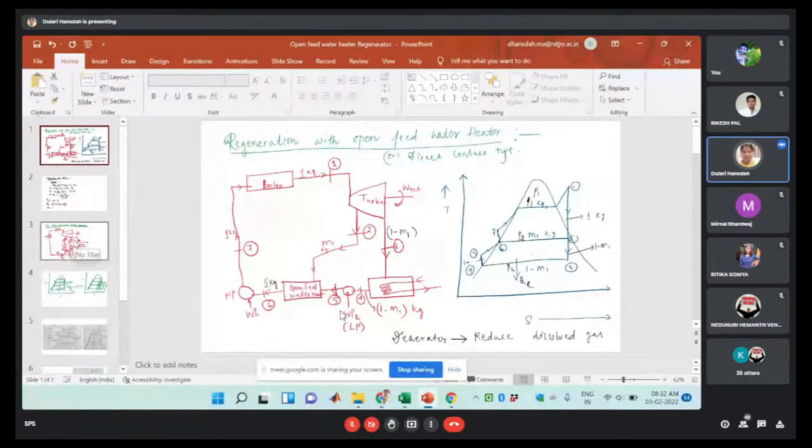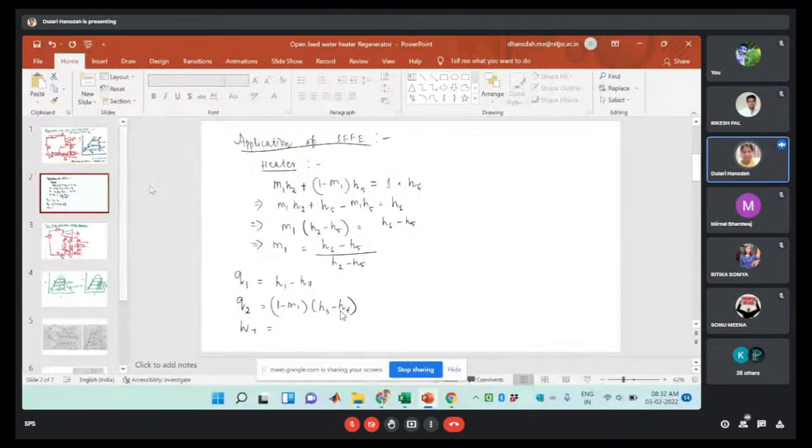And here we have written some equations. That is the energy balance equation. Perhaps you remember this one. Only M1 amount of steam is bled from the turbine. So this is your energy balance equation, from where we can find out what M1 is. Then we have found the heat addition process, then the equation for the heat rejection. We can also find out the turbine work.